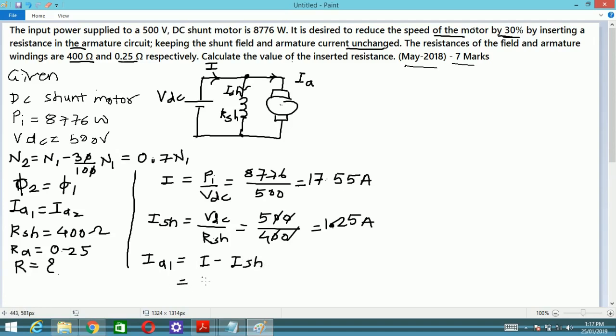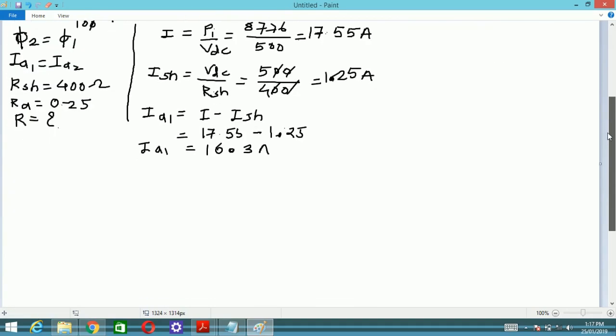So simply, we know the value of I is 17.55 minus 1.25, and it comes to be 16.3 ampere. So I got the current flowing through the armature. Next, I have to calculate the back EMF which is present at the armature. So for that I have to use EB1.